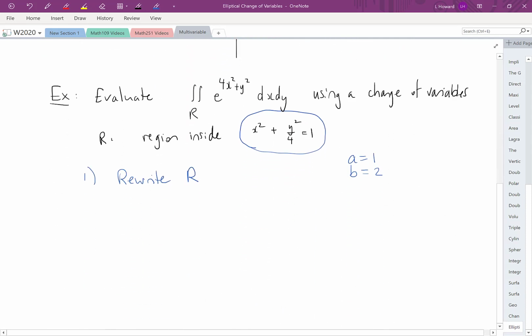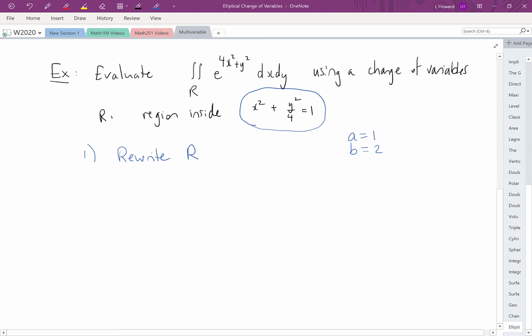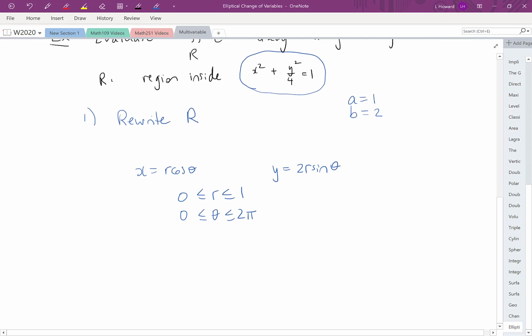All right, so choosing a equals 1 and b equals 2, we can write down our new variables then. In general, x is going to be ar cos theta. So in this case, x will be r cos theta. And in general, y is going to be br sine theta. So in this case, y will be 2r sine theta. We need to record our range of r and theta values as well. So our radius is going to range between 0 and 1. Theta will range between 0 and 2 pi. And that'll be important when we set up our double integral.